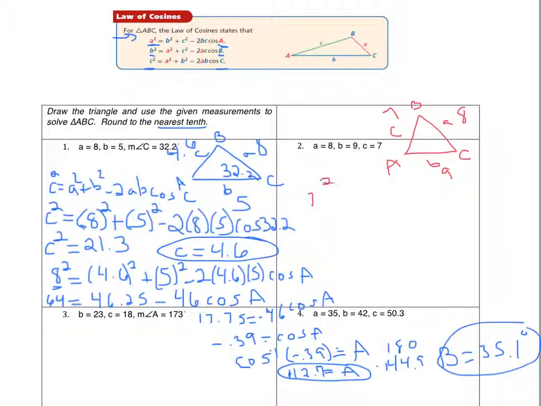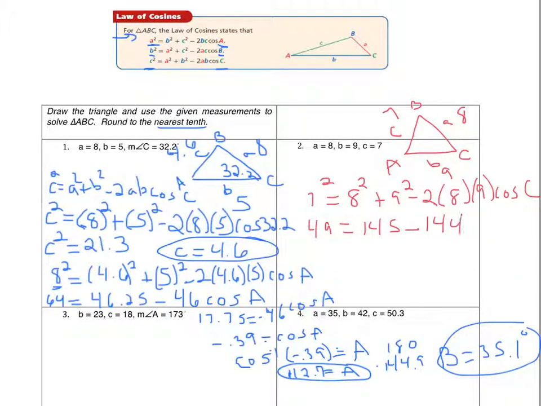So I have c squared equals a squared plus b squared minus 2 times a times b times cosine of C. And then I'm going to solve. So this is 49. 8 squared plus 9 squared is 145 minus 2 times 8 times 9 is 144 cosine of C. I subtract 144 and I get negative 96 equals negative 144 cosine of C. And then I divide by negative 144 and I get 0.66 repeating, and that equals cosine of C.